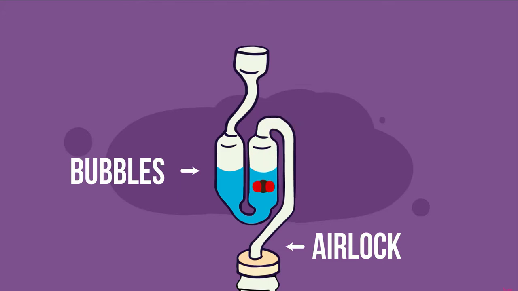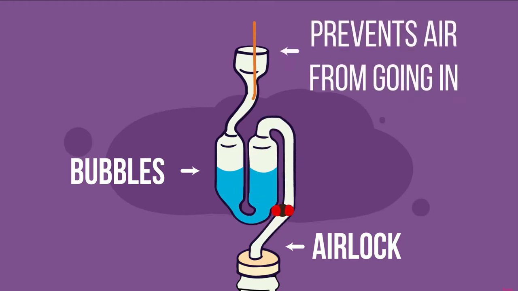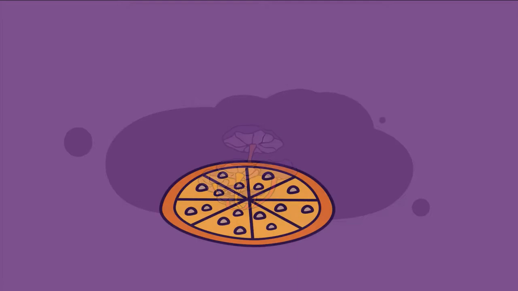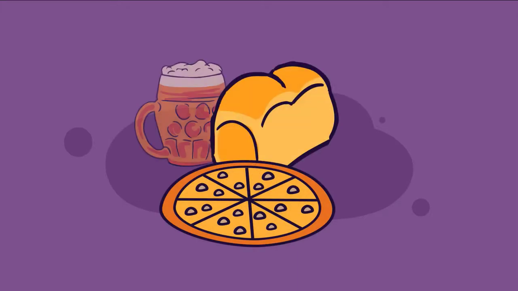The airlock has two purposes. It allows the carbon dioxide out of the demijohn so that it doesn't explode. It also prevents air from entering the demijohn, ensuring the yeast continues to respire anaerobically and is not contaminated by other microorganisms. Hopefully, you now agree that yeast is a very beneficial microorganism that humans have learnt to use to our advantage, not only as mushrooms on our pizzas, but for making bread, beer, and wine.